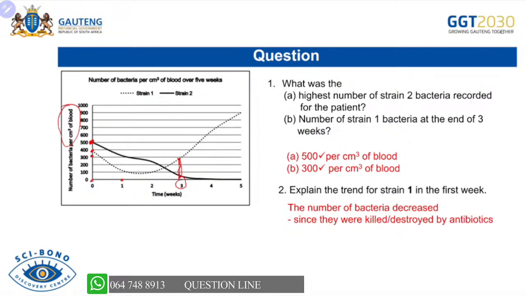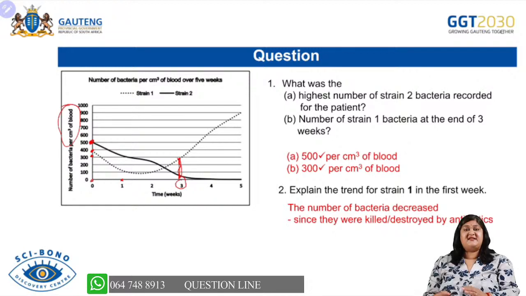They were killed. So what happened was that it decreased, and the cause was that they were killed or destroyed by antibiotics. If they ask you to describe a trend, then you would just say that it decreased. The number decreased. Okay, you are just describing to them what happened in that particular section.